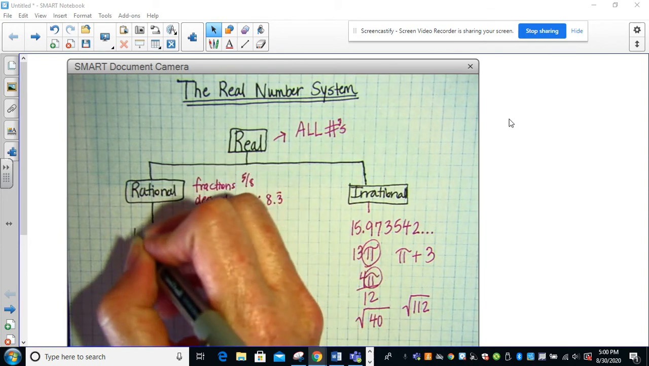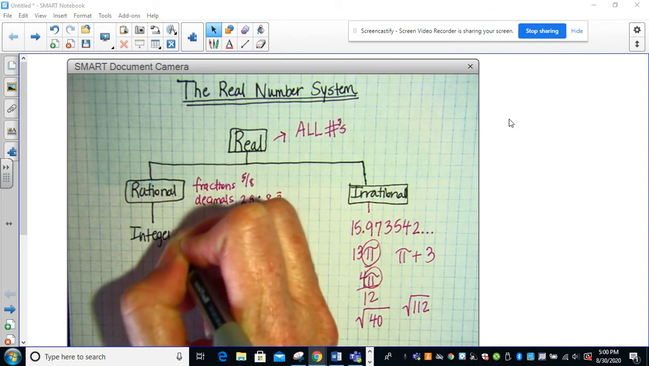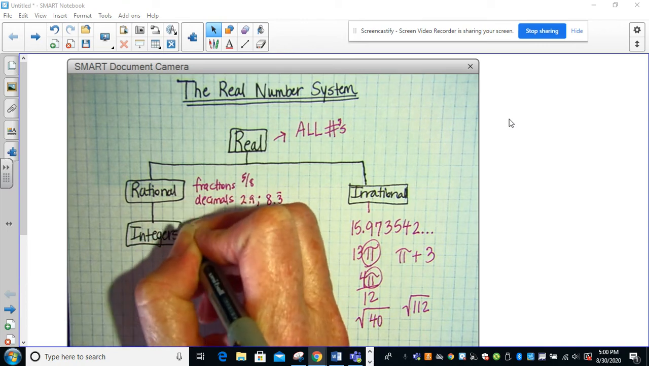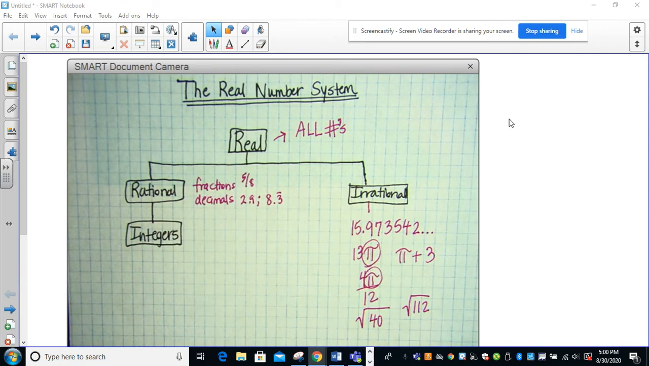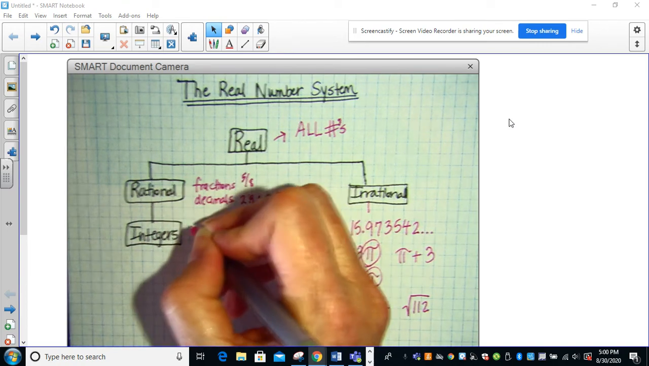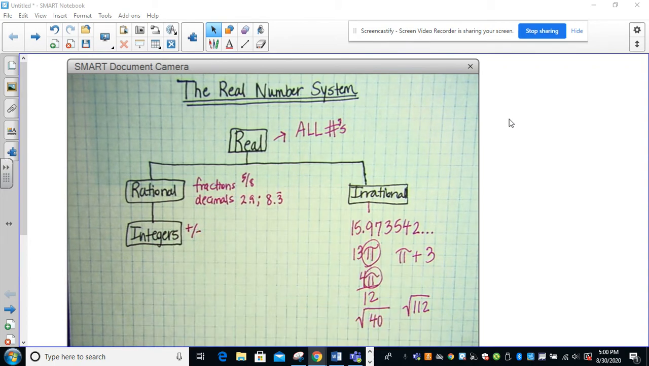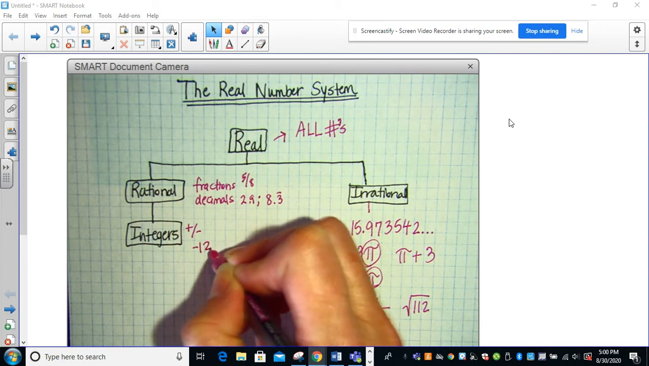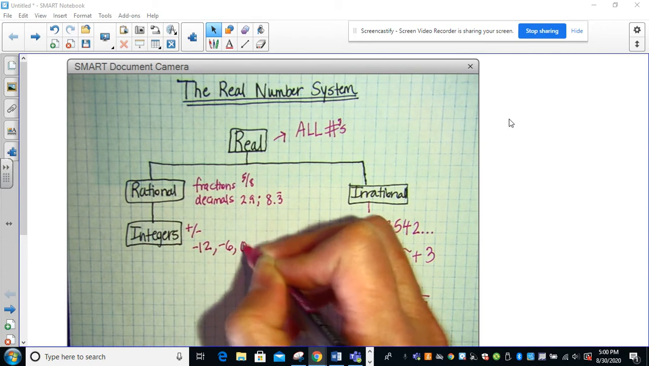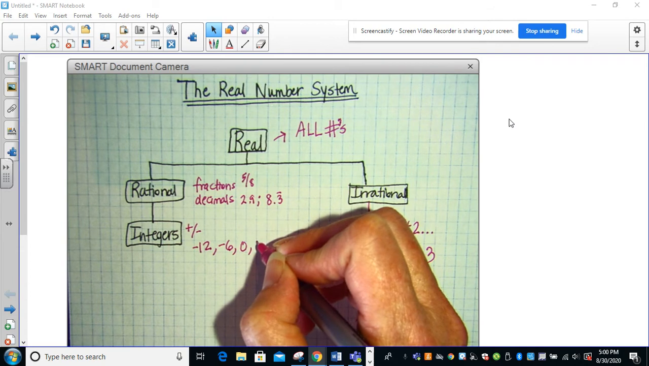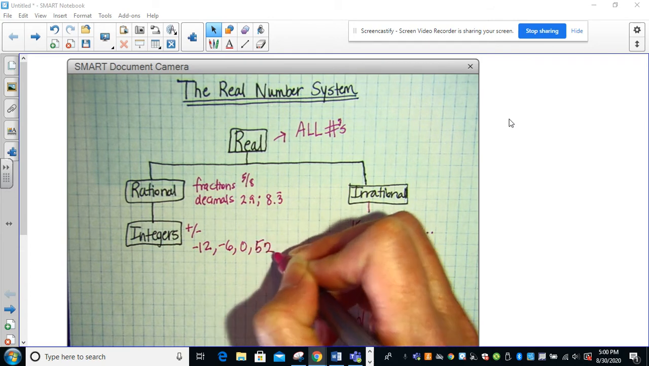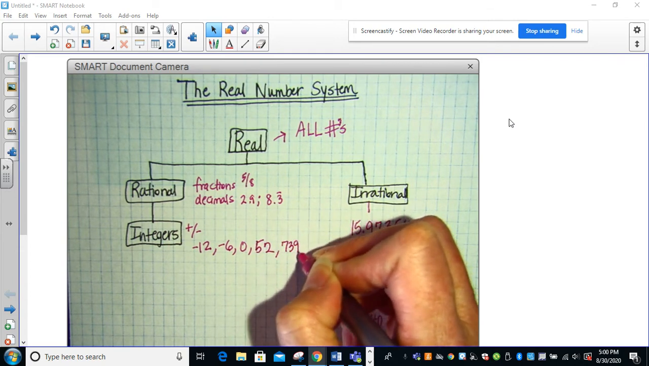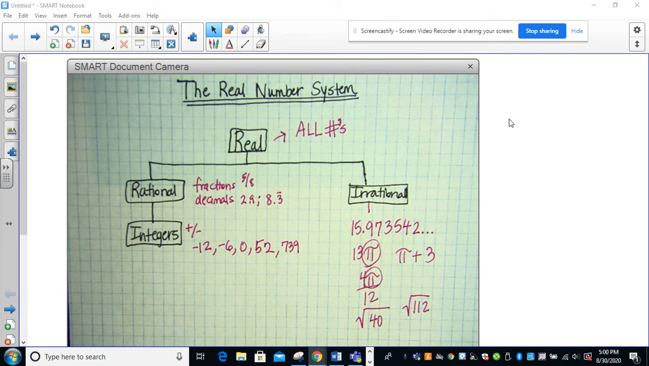So the next one is called integers. So integers are all your positive and negative whole numbers. So anything positive or negative, no fraction, no decimal. For instance, -12, -6, 0 is included in it. 52, 739, all of those are integers, positive or negative whole numbers, and include 0.